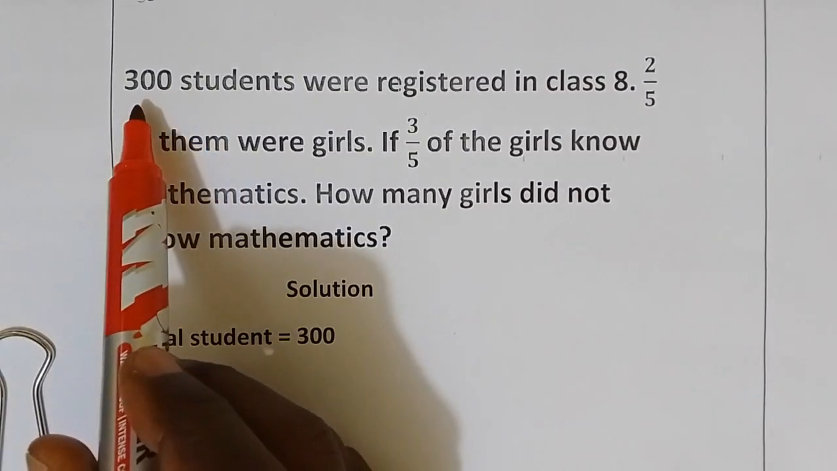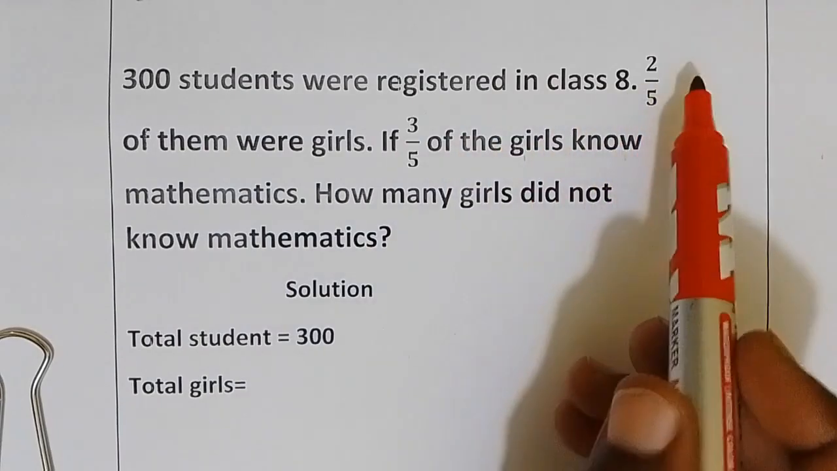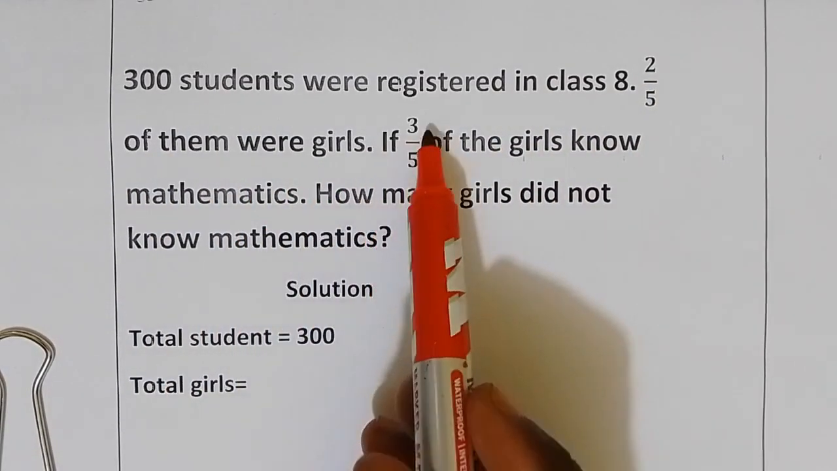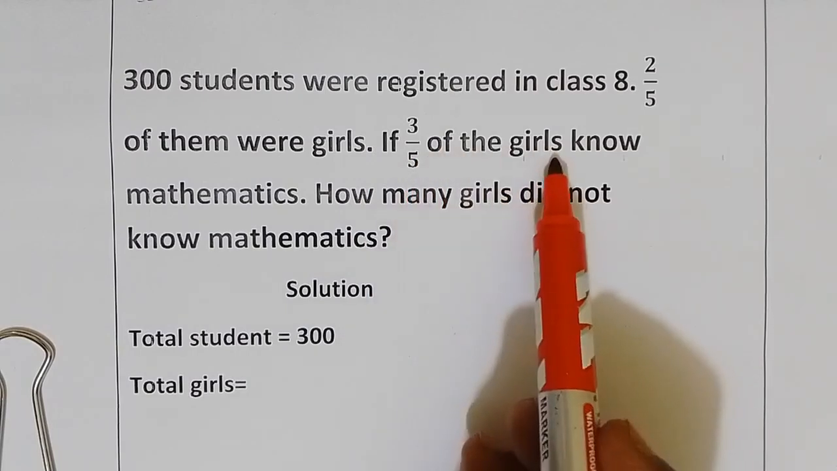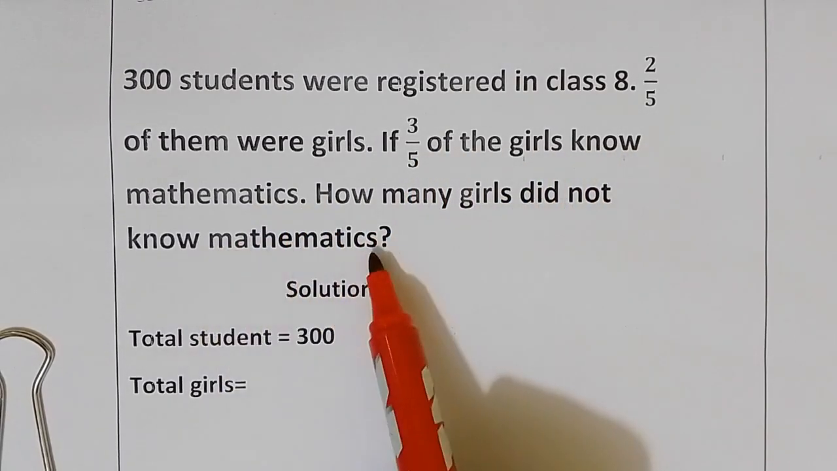It goes like this. 300 students were registered in class 8. 2 out of 5 of them were girls. If 3 out of 5 of the girls know mathematics, how many girls did not know mathematics?